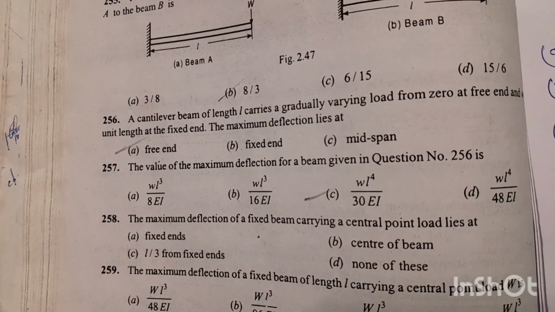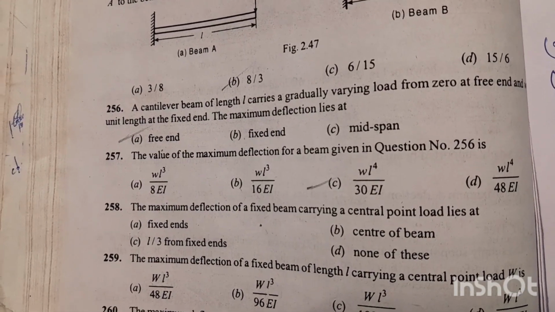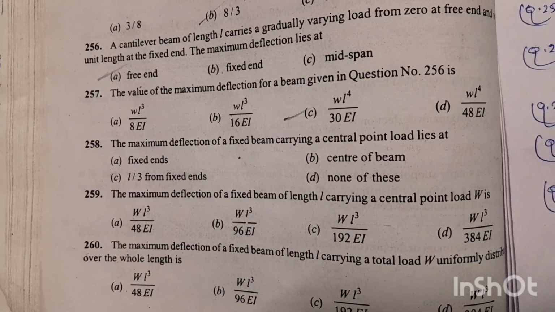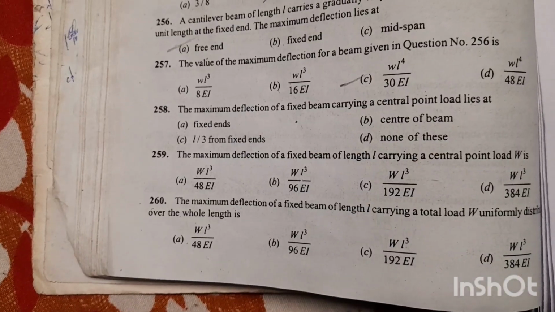Next question 258. The maximum deflection of a fixed beam carrying a central point load lies at the... Option B is the right answer, center of the beam. Next question, the maximum deflection of a fixed beam of length L carrying a central point load W is... Option C is the right answer, WL cube divided by 192 EI.